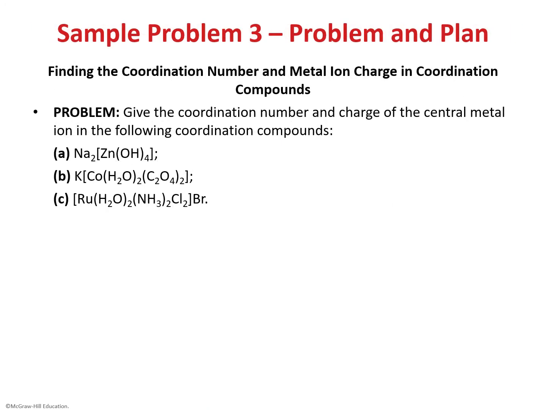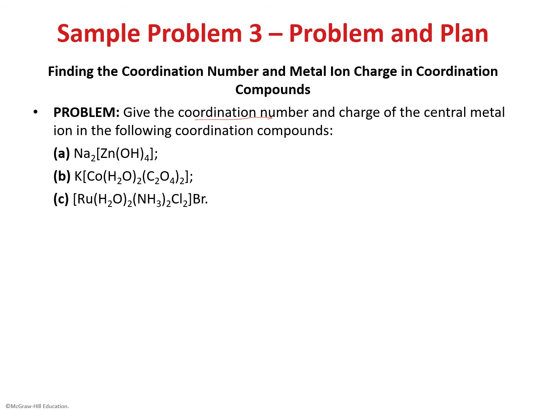So let's try some questions. Give the coordination number and charge of the central metal ion in the following coordination compound. So let's begin with the first one. In this case, the question is asking what is the coordination number. Coordination number means how many bonds. That's all. And what is the charge of the central metal.